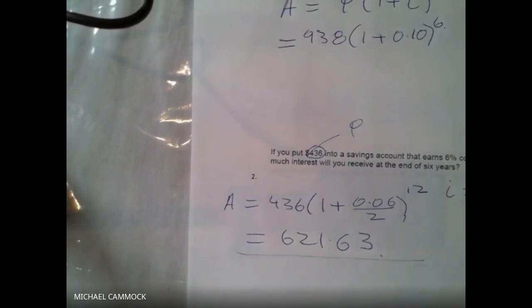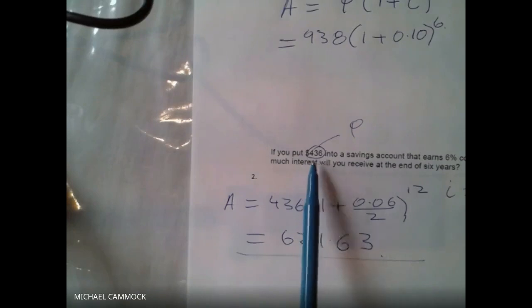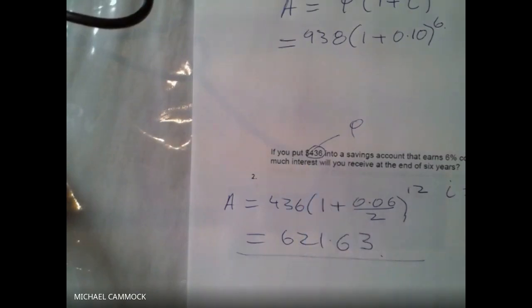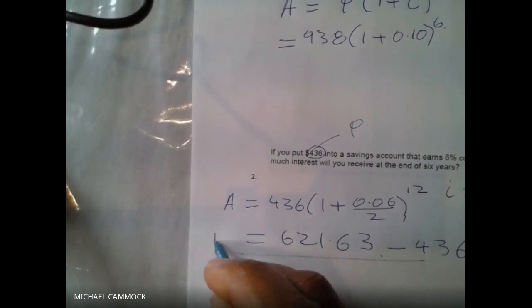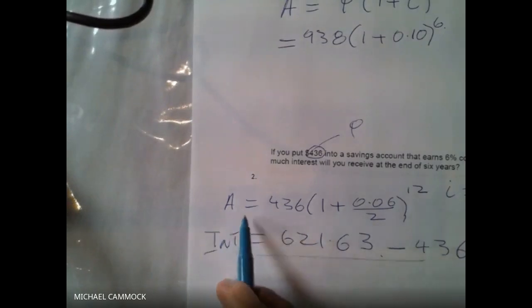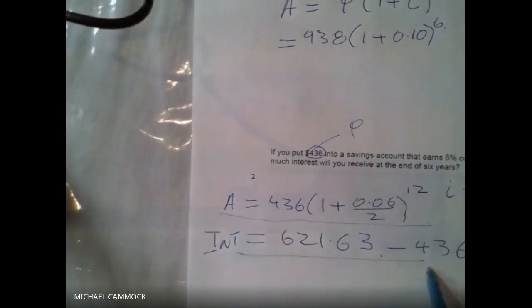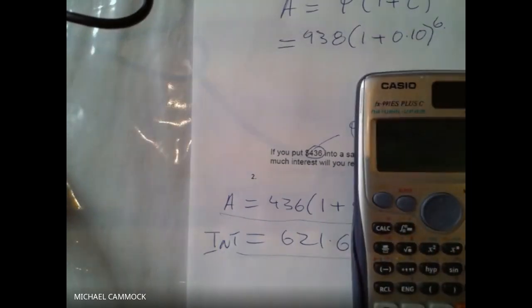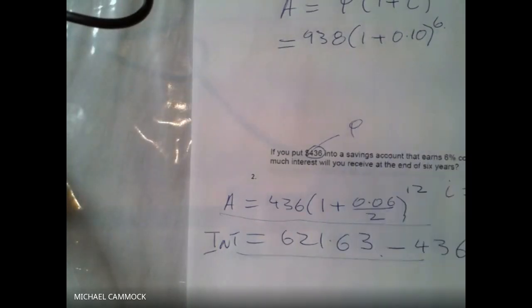621.63. This is not my final answer. And that's the point I'm making. Because what I'm saying is that included in this 621.63 is my original 436 that I put into the savings account. So if I want to know how much interest I've earned, I have to subtract out that 436 to get my interest. So interest, this is the amount. The first line is the amount. This is my interest. I'm going to take away 436 from that. So minus 436.